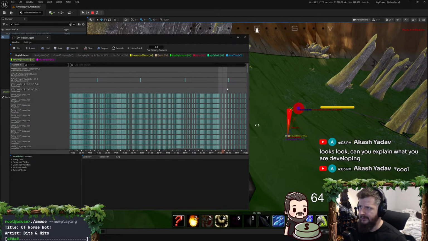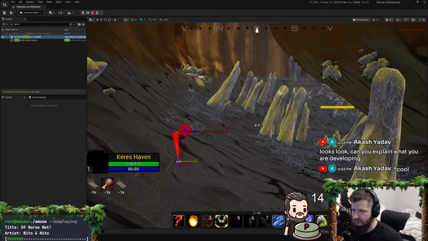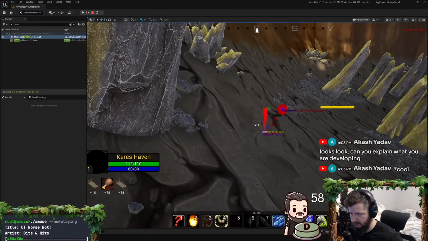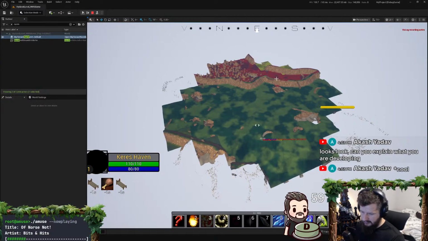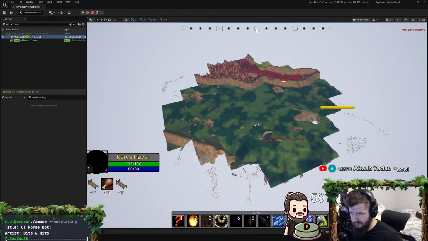Can I explain what I'm developing? Sure. We're working on a video game. I keep saying we, I'm so used to saying we. I'm working on a video game in Unreal Engine. It's going to be an RPG Colony Sim Roguelite combo with procedural terrain, and so we're looking at some generated terrain here.